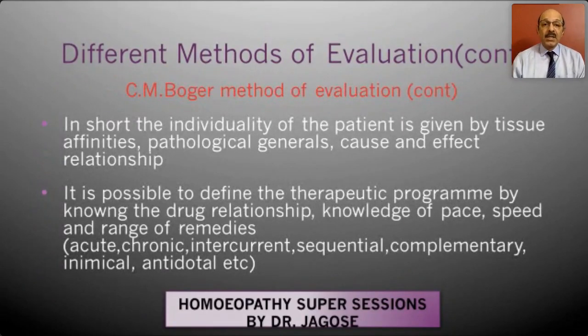So furthermore, we continue. In short, the individuality of the patient is given by tissue affinities, pathological generals, cause and effect relationship. It is possible to define the therapeutic program by knowing the drug relationship, knowledge of pace, speed, and range of remedies like acute, chronic, intercurrent, sequential, complementary, inimical, antidotal, etc. So therefore, Boger also gave importance to the remedy relationship. Each remedy will have its relationship, like complementary, follows well, inimical, antidotal, and duration of action. This is given very well in Boericke's Materia Medica at the end of it, the drug relationship table. From there, you can identify which drugs may be acute, which may be chronic, intercurrent, sequential, complementary, inimical, antidotal, and so on.